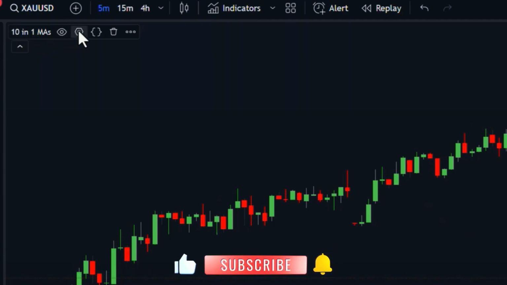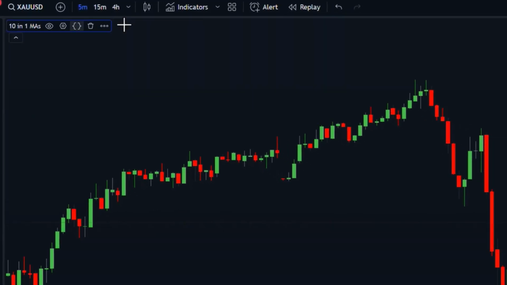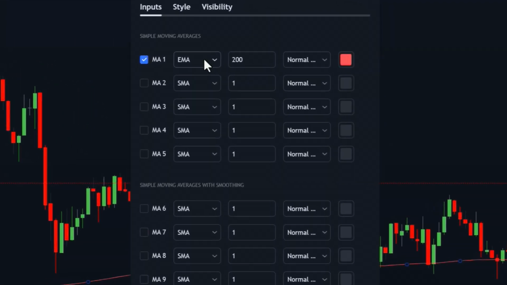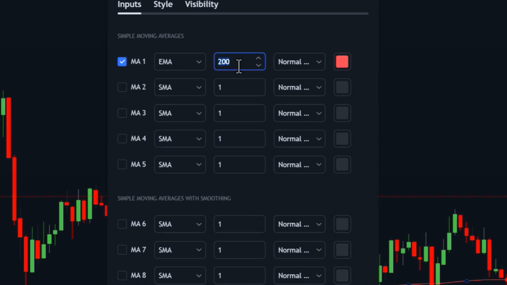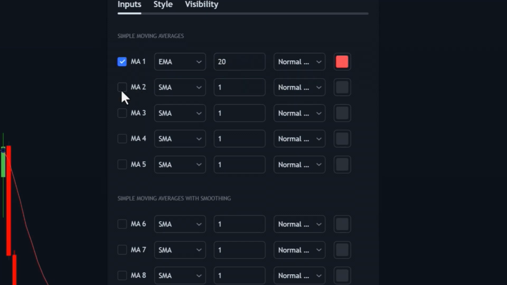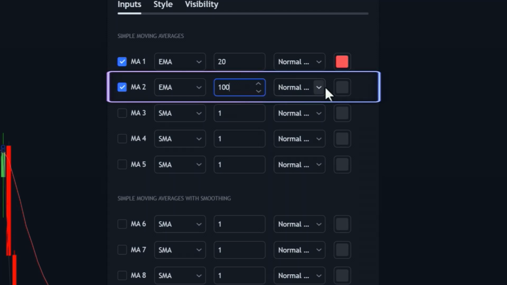Go to the indicator settings window and adjust the parameters for each moving average. You can change the length, type, and color of each moving average to fit your preferences. Start by changing the first option to EMA and set its period to 20. Customize the color to your preferences for better visibility. Next, enable the second option, switch its type to EMA and set the period to 100. Again, choose a color that you like for this moving average.